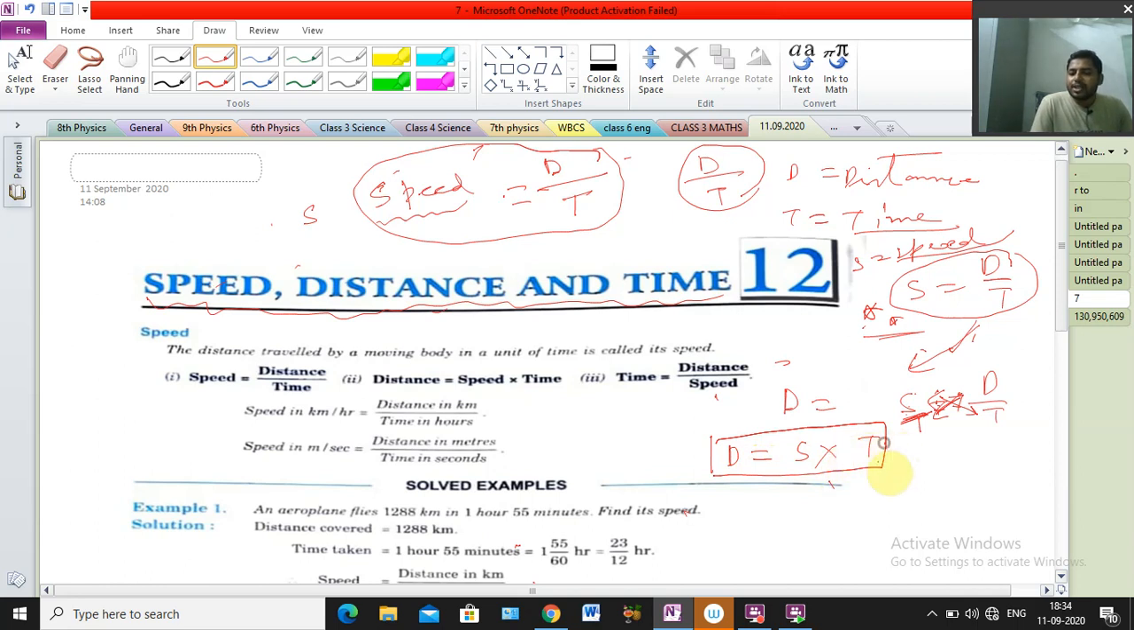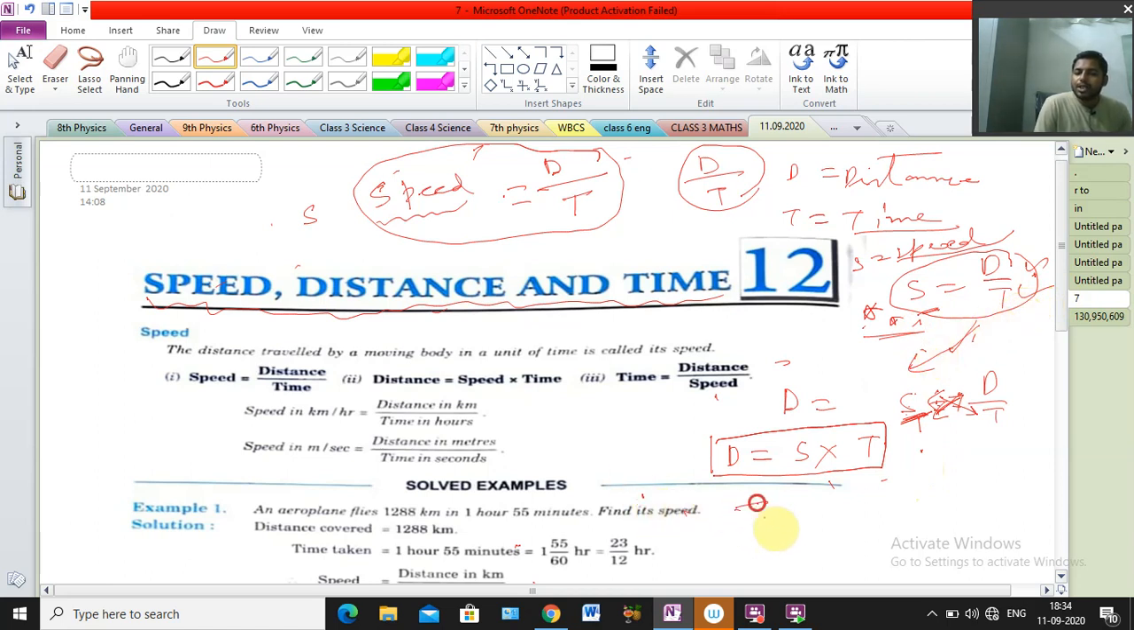Distance means speed into time. Clear? When we find out D, that means speed and time will be given in the question. When we find out the speed, that means distance and time will be given in the question. Clear? Next, another formula, T, sir.